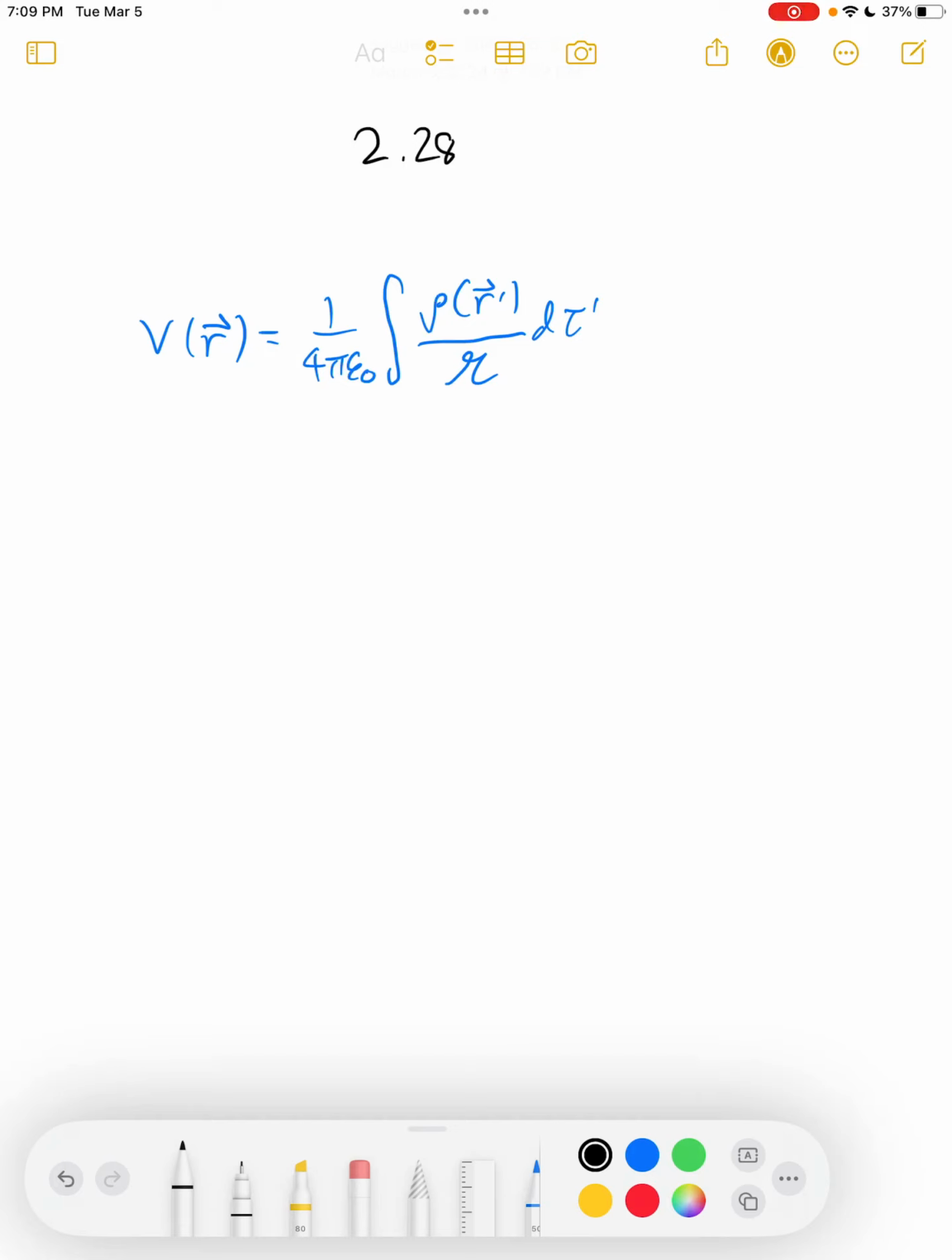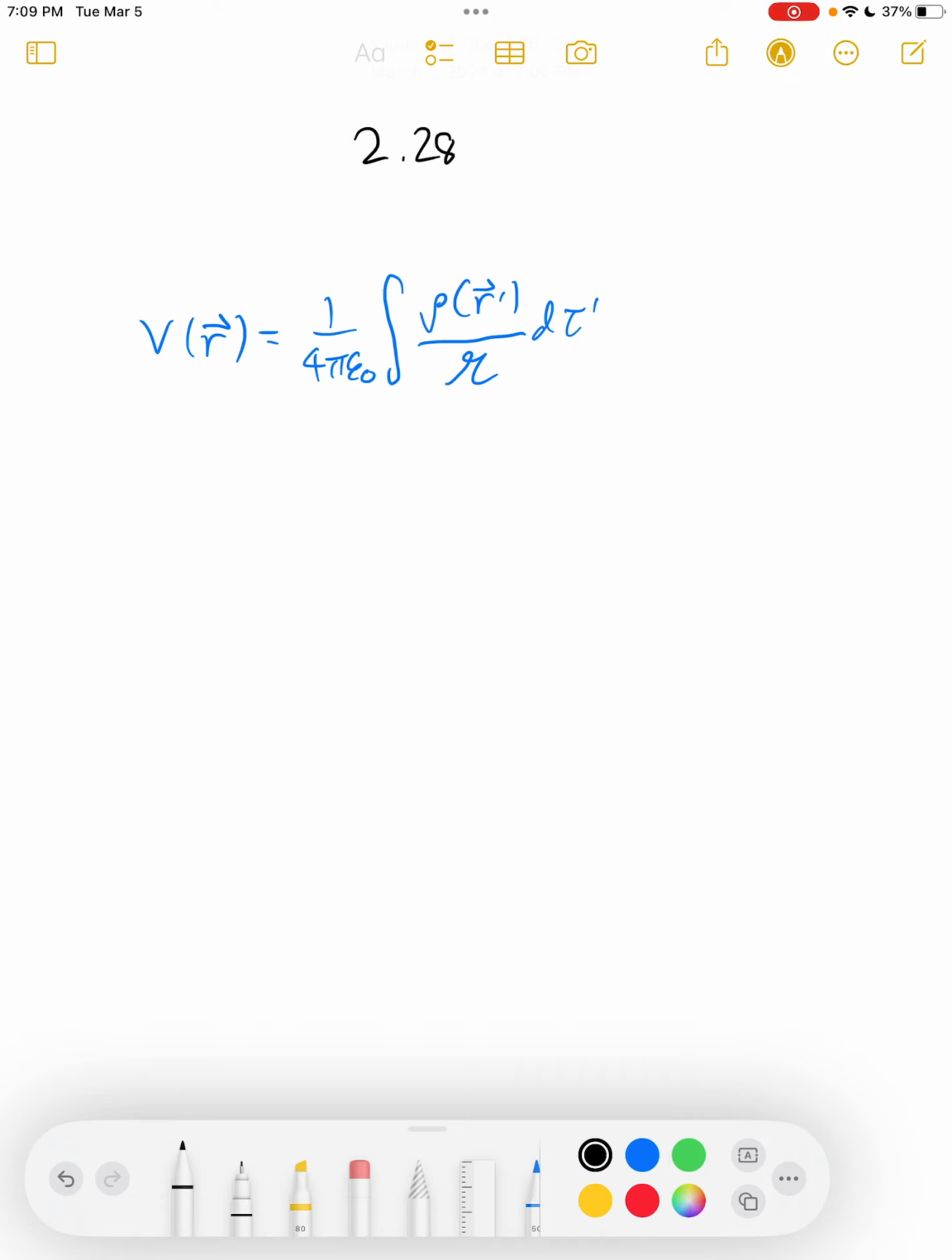All right, we're going to solve problem 2.28. And this is what this problem asks. Use equation 29, which is the equation I have written out, to calculate the potential inside a uniformly charged solid sphere of radius capital R and total charge Q. Compare your answer to problem 21.